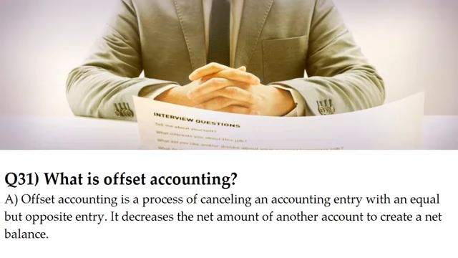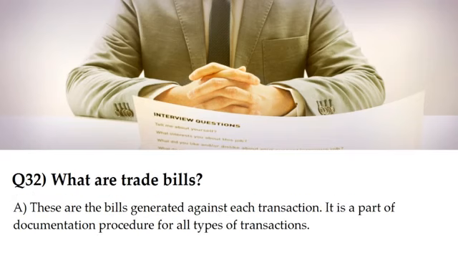31st question is, what is offset accounting? The answer is, offset accounting is a process of cancelling an accounting entry with an equal but opposite entry. It decreases the net amount of another account to create a net balance. 32nd question is, what are trade bills? The answer is, these are the bills generated against each transaction. It is a part of documentation procedure for all types of transactions.